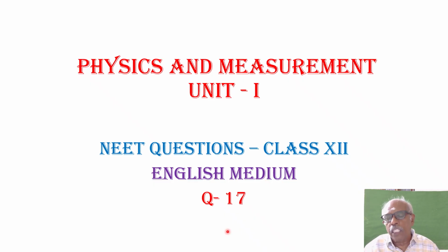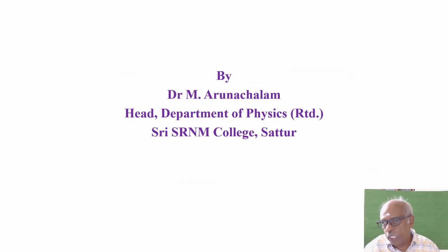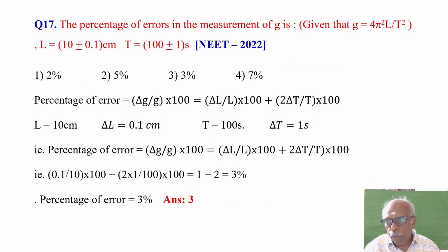In today's video, we are going to solve a multiple choice question from the chapter Physics and Measurement, which is in Unit 1 of your NEET Physics syllabus. So the question is, the percentage of errors in the measurement of G, what is G? Acceleration due to gravity, is how much?